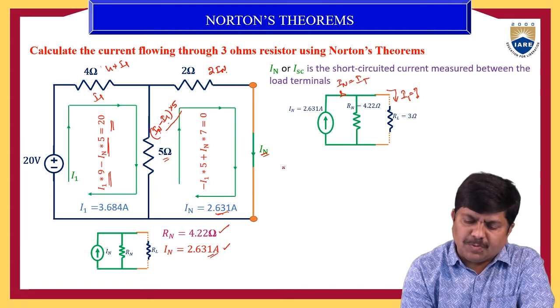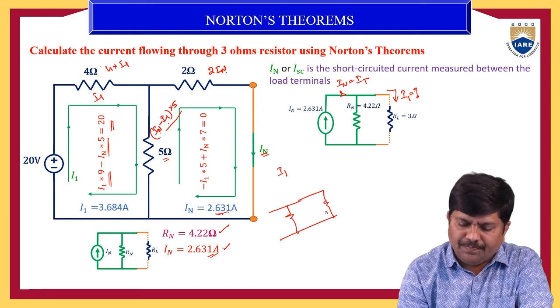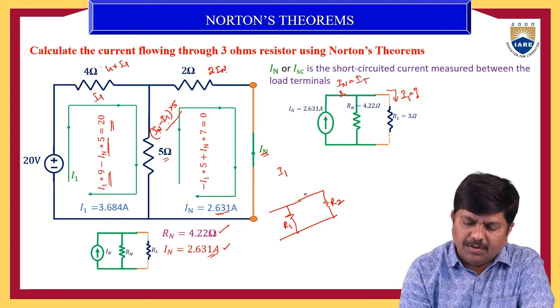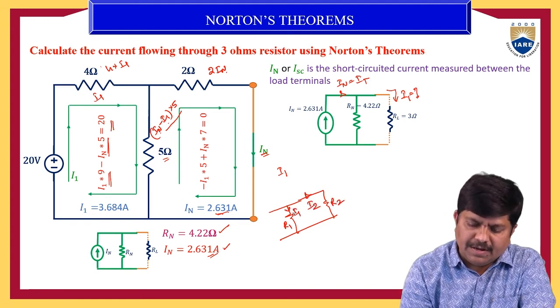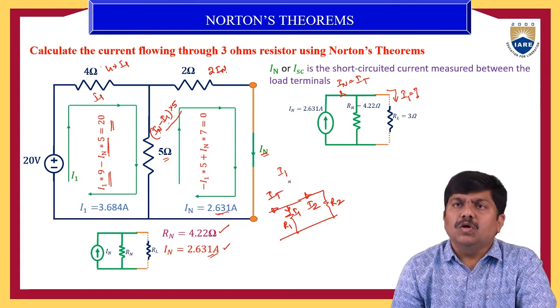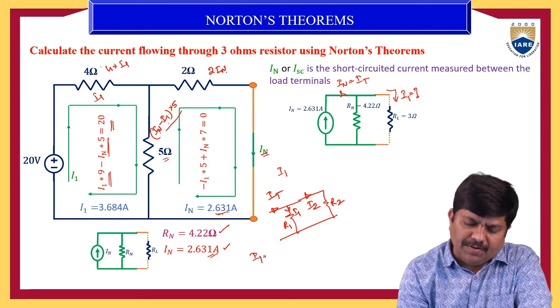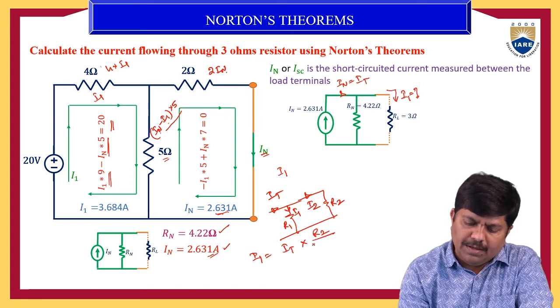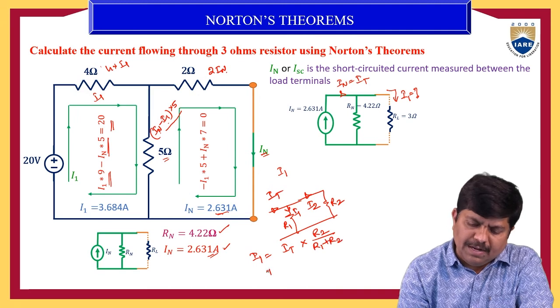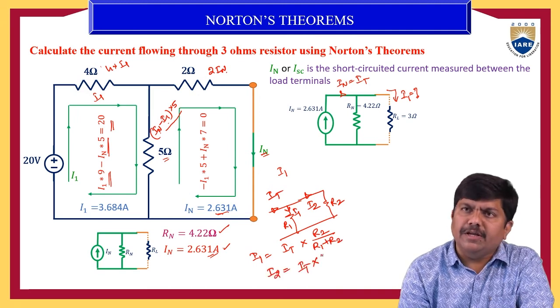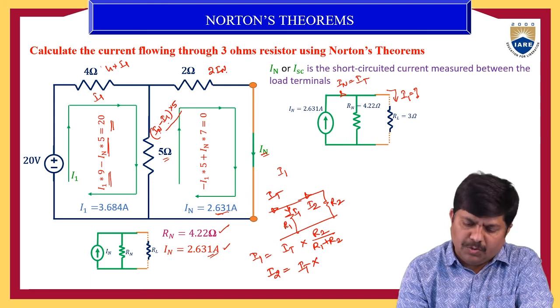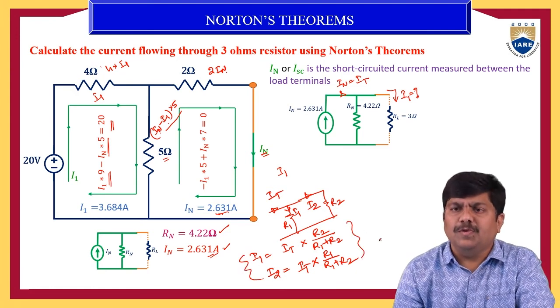As per the current division principle, consider a circuit with two parallel paths, R1 and R2. This current is I2, this current is I1, and this is the total current IT. As per the current division principle, I1 is the total current into the opposite side resistance, that is R2 by R1 plus R2. Similarly, I2 is the total current into R1 divided by R1 plus R2. Just make use of these two simple principles and apply them here.